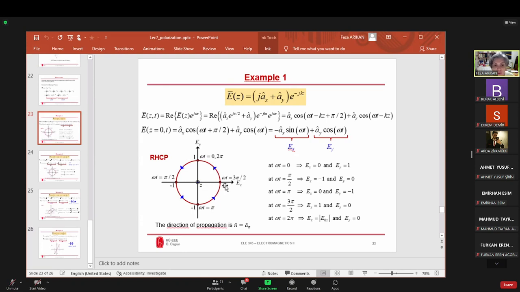So you start with omega t equal to 0 and you turn, okay, with your right hand. The propagation direction is in the right hand thumb direction, and I circle my hand, so it's counterclockwise, or right hand circular polarization. Any problems with this one?